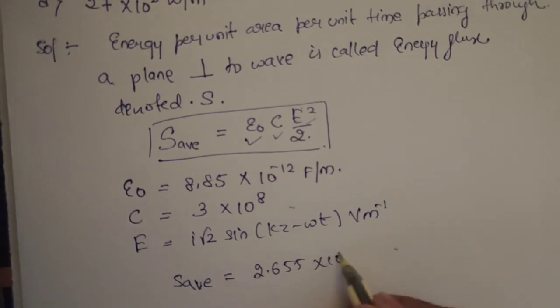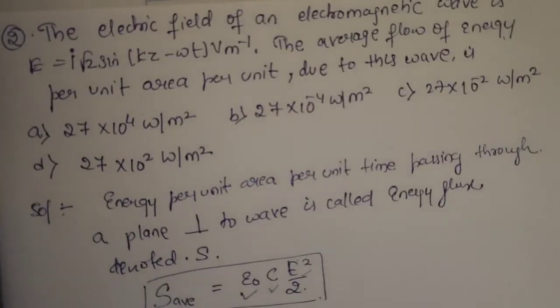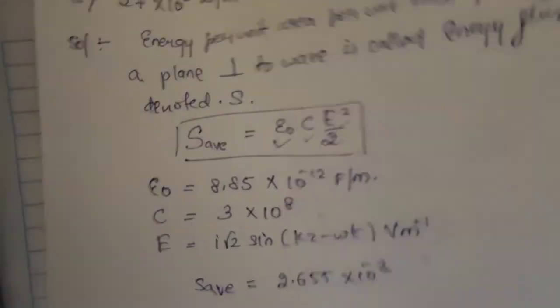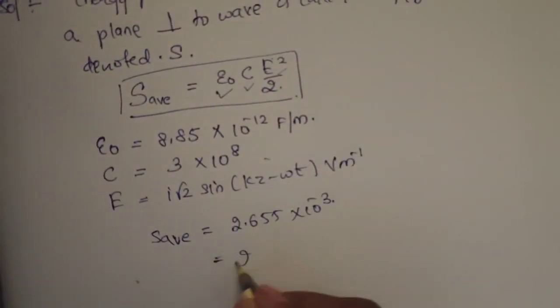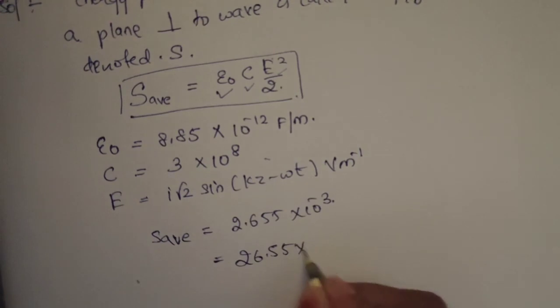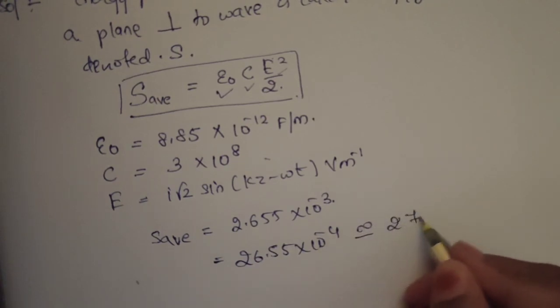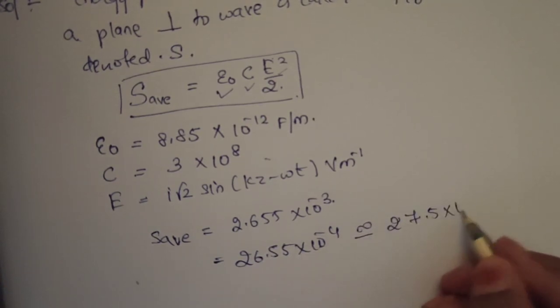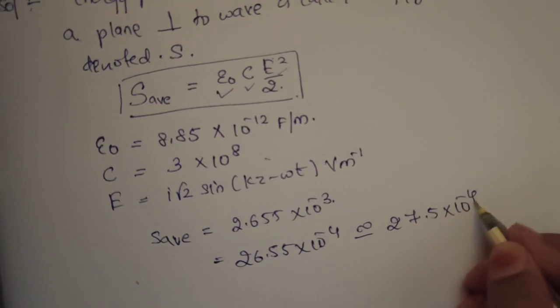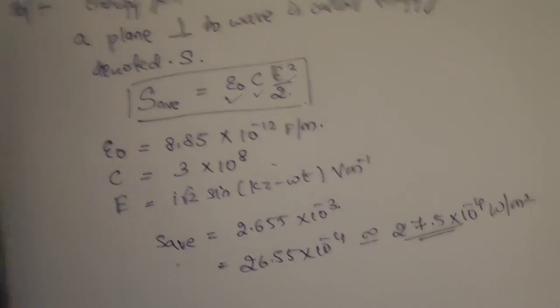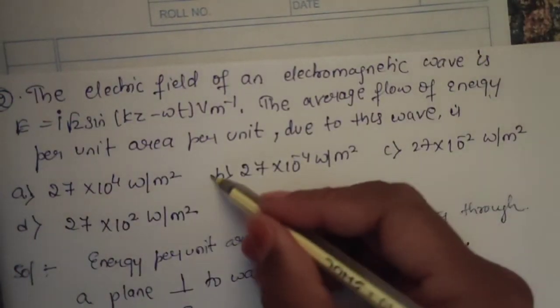2.655 into 10 to the power of minus 3. Since the given options are in terms of 10 to the power of minus 4, the value reduces to 26.55 into 10 to the power of minus 4. Since the options are in terms of 27, I can approximately make it 27.5 into 10 to the power of minus 4 Weber per meter square. Therefore, the answer for this question will be option B.